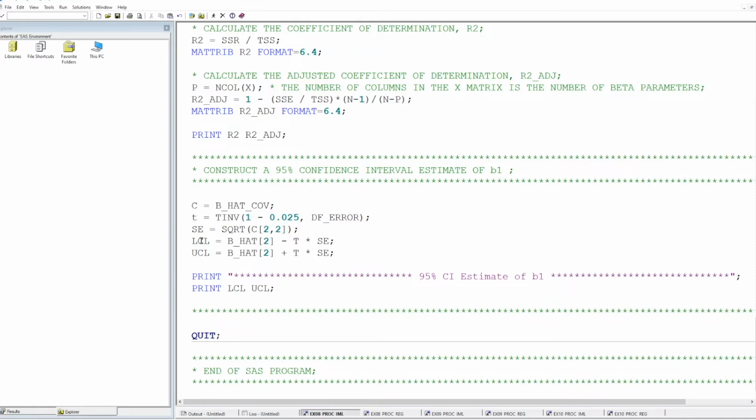Then we construct the lower confidence limit by subtracting the product of the interval coefficient and the estimated standard error of beta 1 hat from beta 1 hat, which is contained in the second entry in b hat. That gives us the lower confidence limit. To get the upper confidence limit, we just add that product to the point estimator. When we do that, we're going to get those values. Let's run this and see what we get.